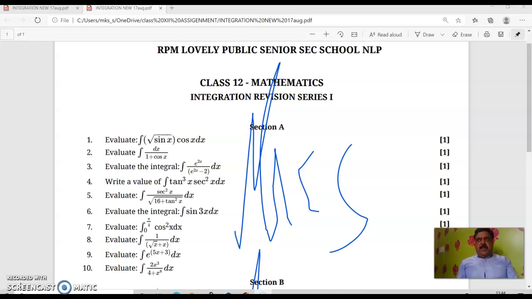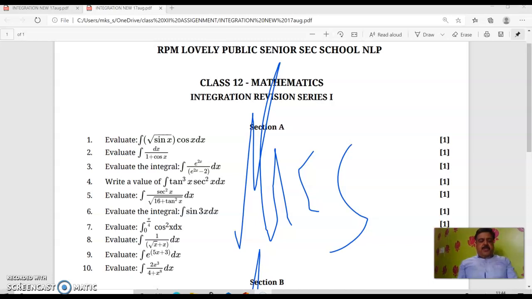Now 8th question, we have 1 upon under root x plus x. Now take root x common, and it will be like 1 upon root x into 1 plus root x. Simply put 1 plus root x is equal to t, job will be done.